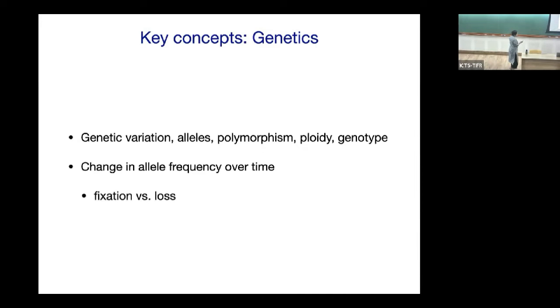Okay, so you've already heard these terms, fixation versus loss. What is fixation? What would be the allele frequency? Right. So it's fixed, which means that all copies of that particular gene are of the same form. Loss would be the opposite, where your allele frequencies are reaching 0 or close to 0.